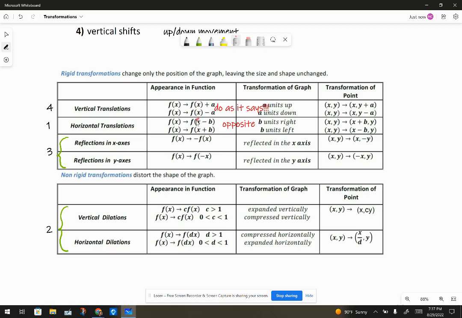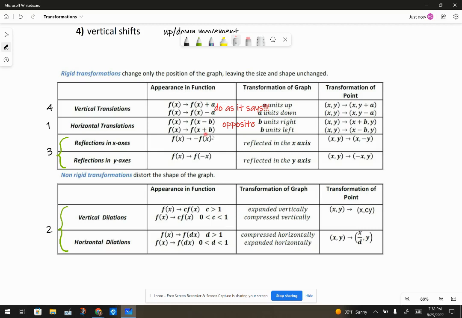So notice that there's a parentheses here and here, and horizontal transformation occurs inside parentheses. You are always going to do the opposite of whatever the value is telling you to do. What I mean by that, notice here this says minus a number. If it says minus a number, you're going to think go left, but I need you to do the opposite. And I need you to actually move the graph that many units to the right.